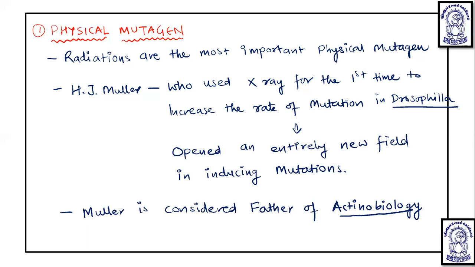Now, natural radiation, which comes from the cosmic rays of the sun, is actually a main force of spontaneous mutation. But there are some rays which particularly cause or induce mutation. So let's talk about this in more detail.